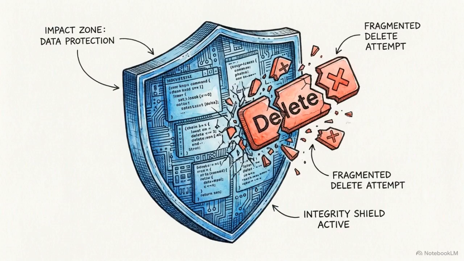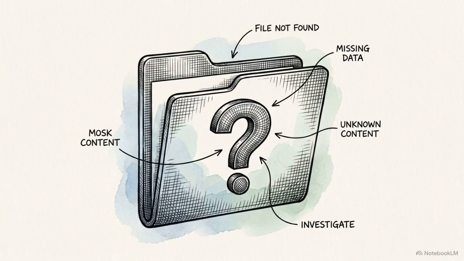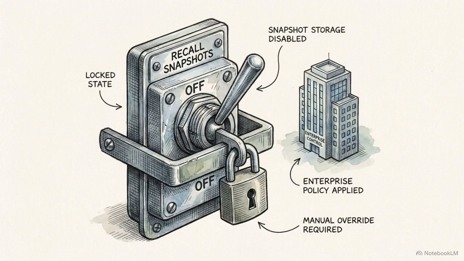This structure acts as a powerful anti-forensics tool because it resists traditional data sanitation. While clearing a browser history might delete conventional evidence, this OS-level semantic index remains completely intact. However, the absence of Recall data is not automatic proof of deliberate spoliation. It could be disabled by enterprise policy or simple retention limits.